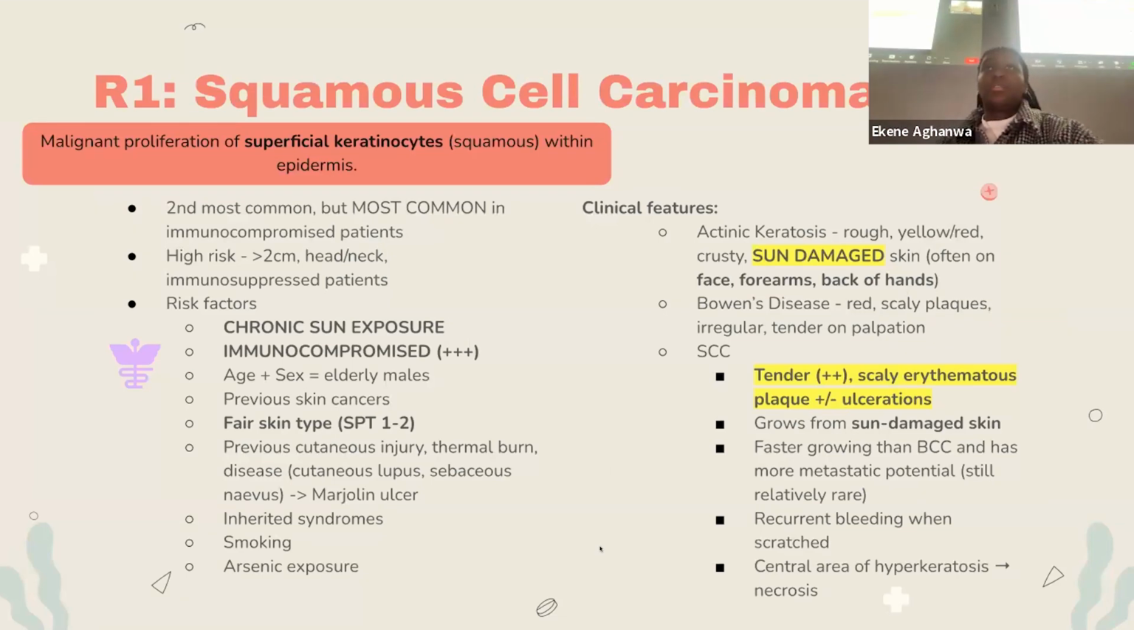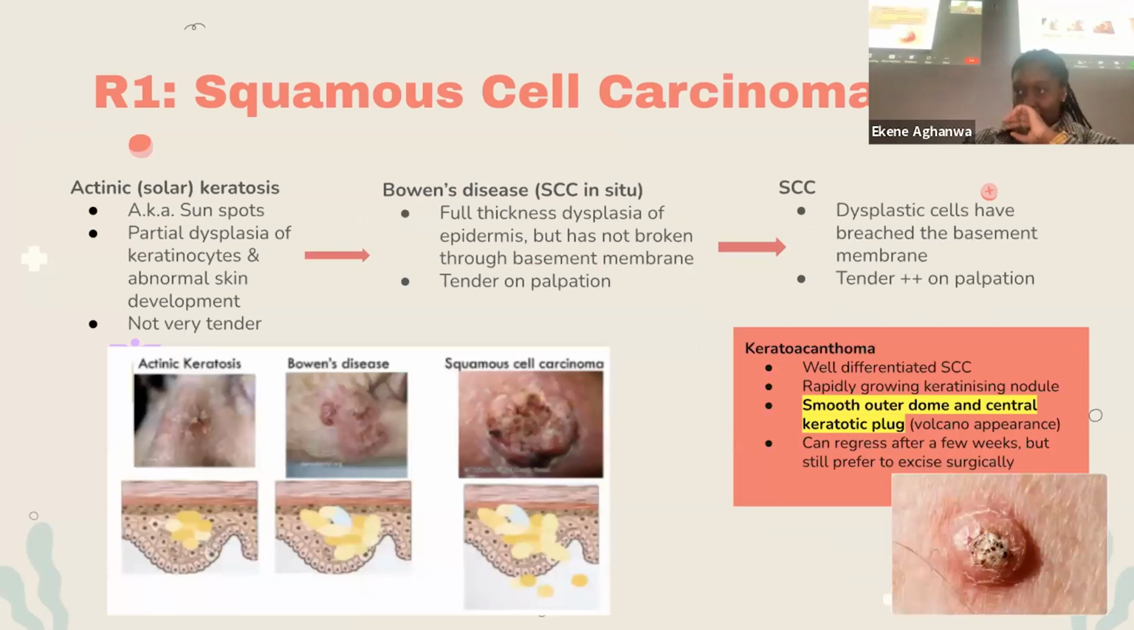Other risk factors include chronic sun exposure, being older and male, having a fair skin type, and smoking as well. The way they describe SCCs is scaly, erythematous, with plaque, and quite tender to touch as well. They can metastasize, but it's not as likely. And they generally will have an area of hyperkeratosis, which can undergo necrosis. So we'll have a look at a picture now. This is a picture of an SCC.